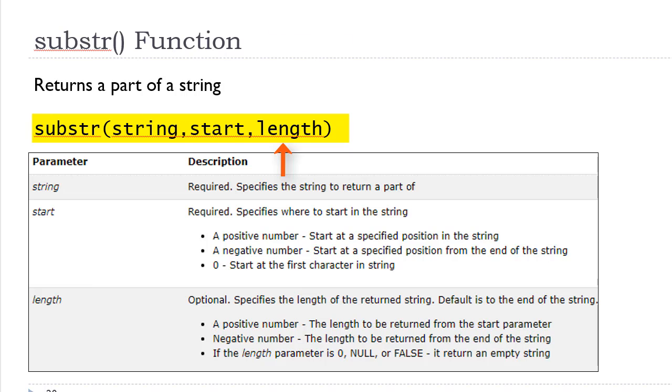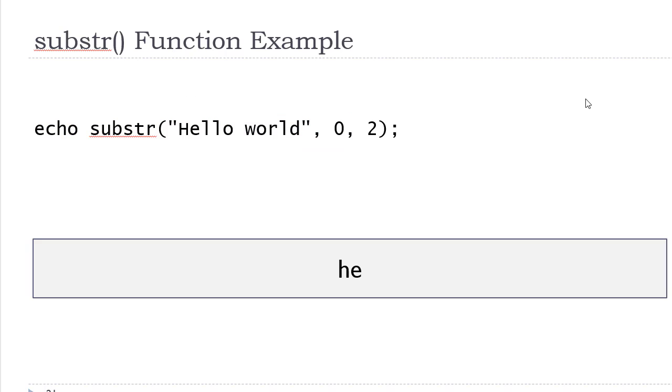The length is optional. If the length is not specified, it will return everything to the end based on where you started from. Here's an example of using the substring function, and I am using hello world as my string. Notice I am starting at position 0. Every string begins at position 0 in most programming languages, and I am telling PHP to extract 2 characters. The result would be HE, as shown here.